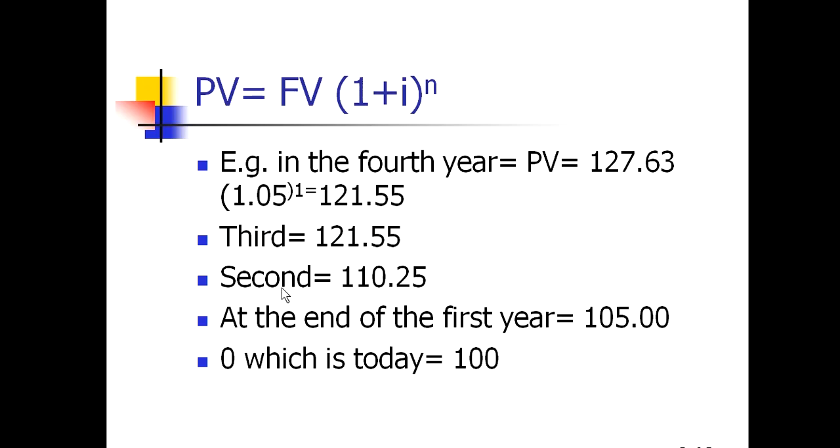And for the 2nd year, we have to divide this amount by 1.05 to the power of 3. And at the end of the 1st year, to the power of 4. And today, which is 0, we have to discount this future cash flow for 5 years.